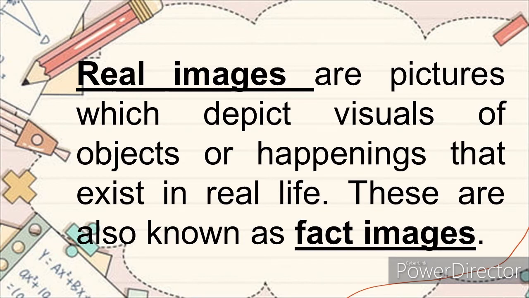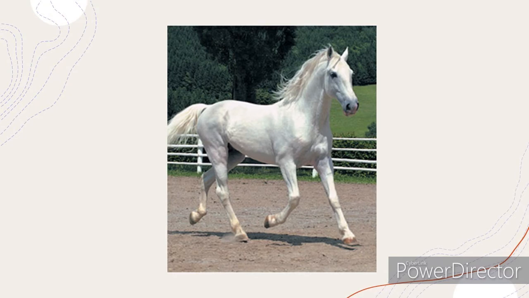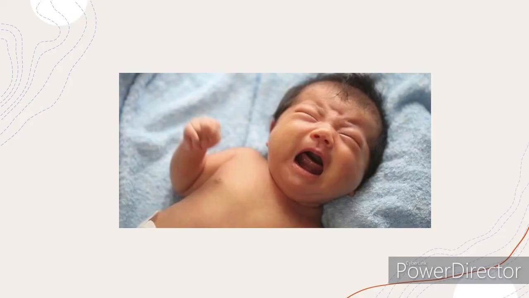Okay, let's now have examples of real images. First one, we have here a white horse. And we are all aware that a white horse really exists in real life. So this one is an example of a real image. Then we have here another example. As you can see, we have here a picture of a crying baby. Obviously, this one is a real image.